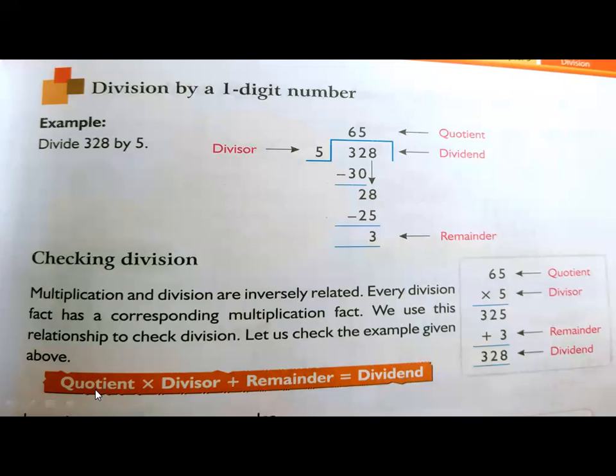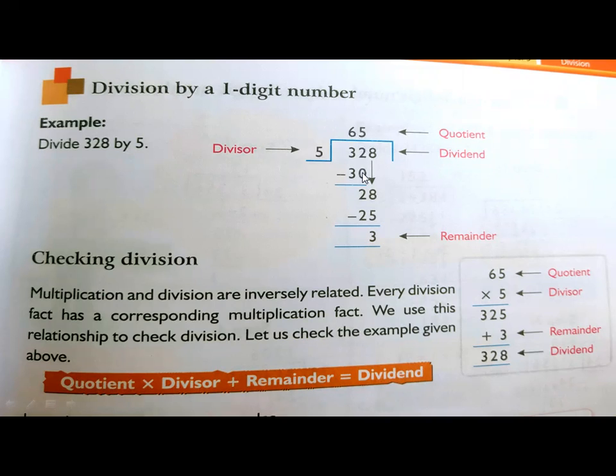Next topic is division by a one digit number. Look at the example. Now we are going to divide 328 by a one digit number, 5. You have to write the larger number inside, divided by the smaller number outside. First you have to look at the dividend. The dividend is 328, so it is a 3-digit number. Starting from the first digit, compare 5 and 3. 3 is a smaller number. So now we are choosing 2 digits, that is 32.